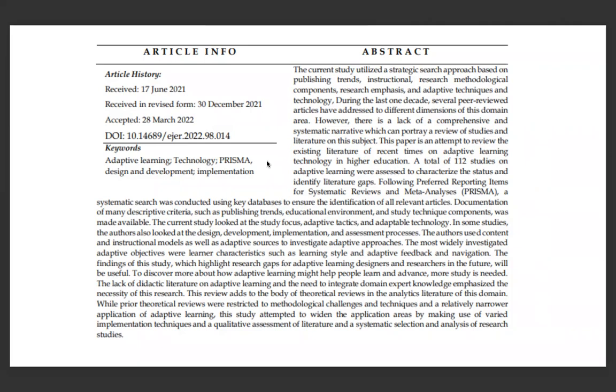higher education. A total of 112 studies on adaptive learning were assessed to characterize the status and identify literature gaps following the Preferred Reporting Items for Systematic Reviews and Meta-Analyses, PRISMA. A systematic search was conducted using key databases to ensure the identification of all relevant articles. Documentation of many descriptive criteria such as publishing trend, educational environment, and study technique component was made available.